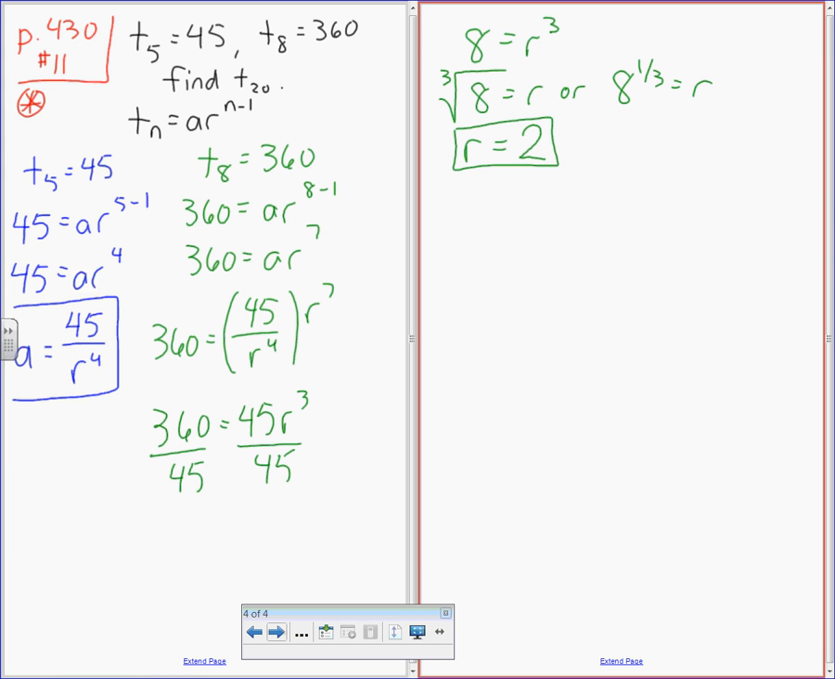Good. So we're going to say, guys, please do this. We're going to say a is equal to 45 over 2 to the 4, which is 45 over 16. Is that right? Can you confirm that?